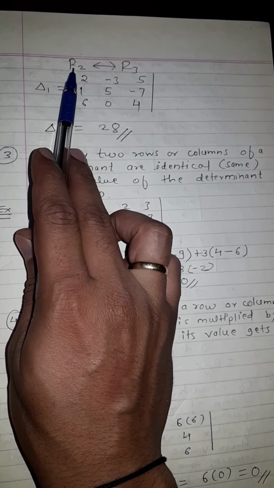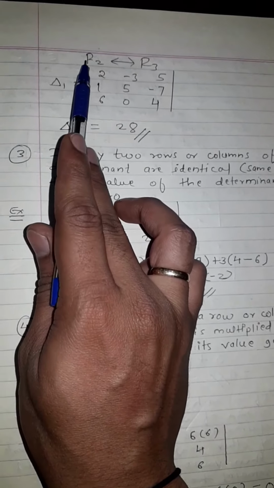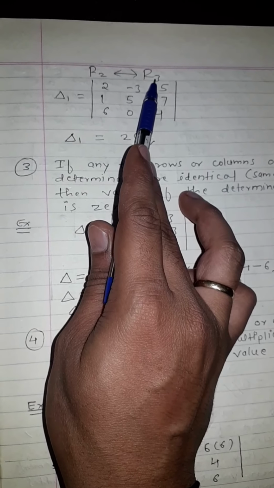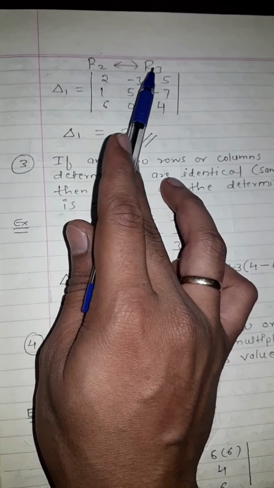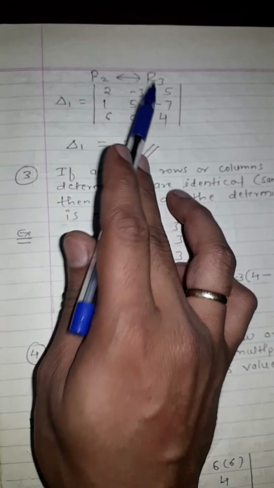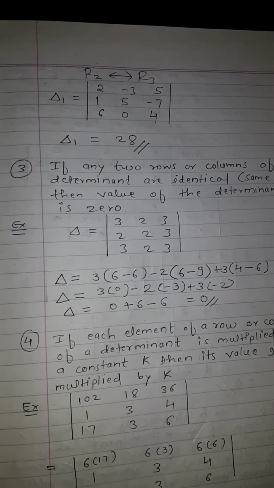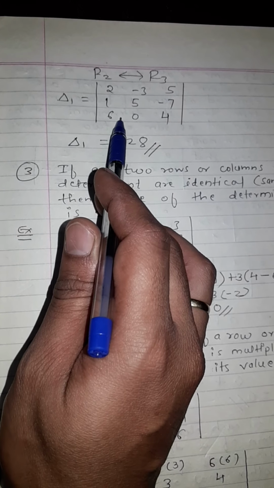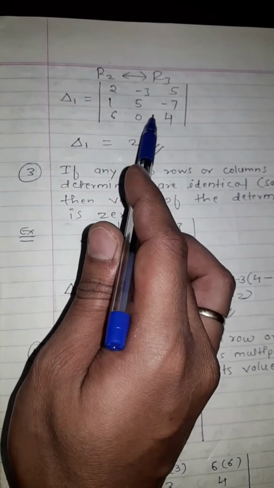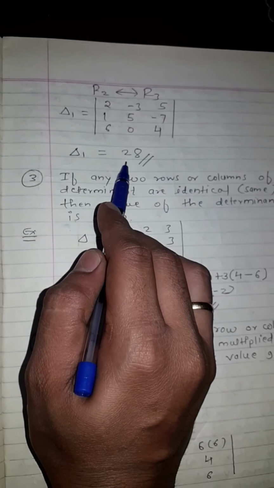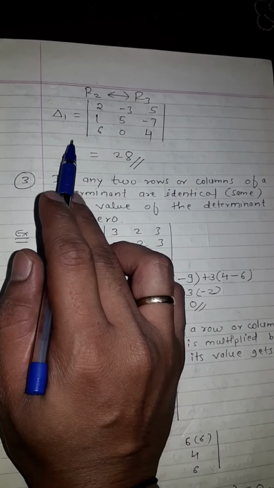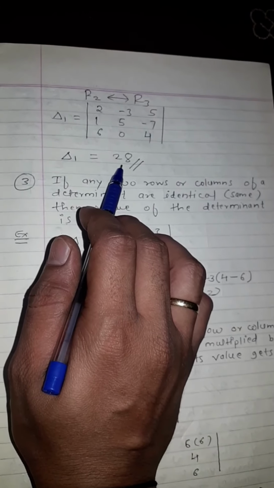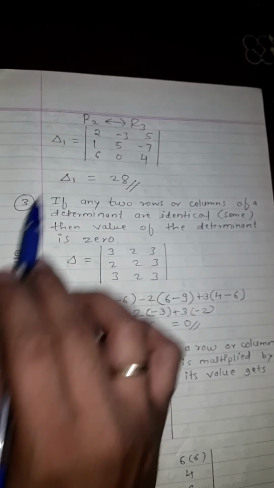Now we apply the property and see what answer we get. I have interchanged R2 and R3. Not only rows, you can interchange columns also, but I have taken rows. If you want, you can take R1 and R3 also. After interchanging R2 and R3 I got this determinant, and when you expand it, you get the answer 28. Delta was minus 28, but after applying the property we got 28. So there is a change in sign. This is the second property.